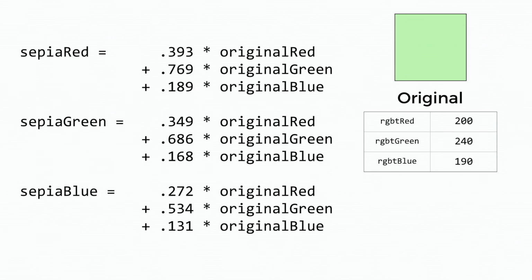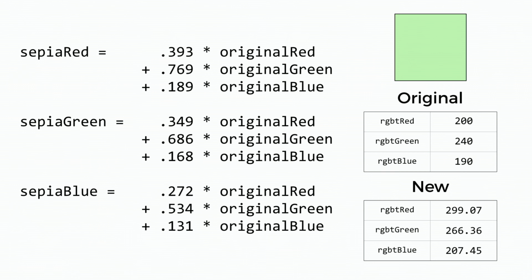Well, imagine this pixel, where the original red value is 200, the original green value is 240, and the original blue value is 190. When you run through this formula, applying the formula to calculate how much red, green, and blue there should be in the sepia pixel, what you get is a red value of 299.07, a green value of 266.36, and a blue value of 207.45. Of course, we'll want to round these, as we did before, but there's still a problem.